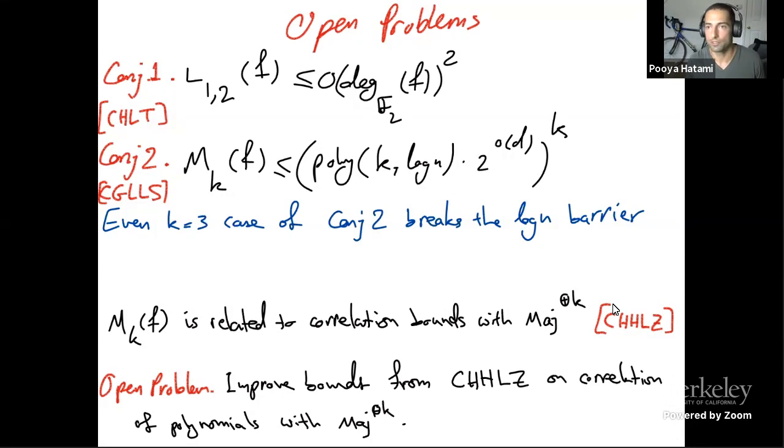And motivated by this new work of Chattopadhyay et al., they conjecture that you can bound the kth level of F2 polynomials by some quantity that's 2 to the little o of d. Then even if you do this for k equal to 3, you do break the log n barrier. You don't get polylogarithmic seed length, but you do get a non-trivial PRG for degree log n F2 polynomials.